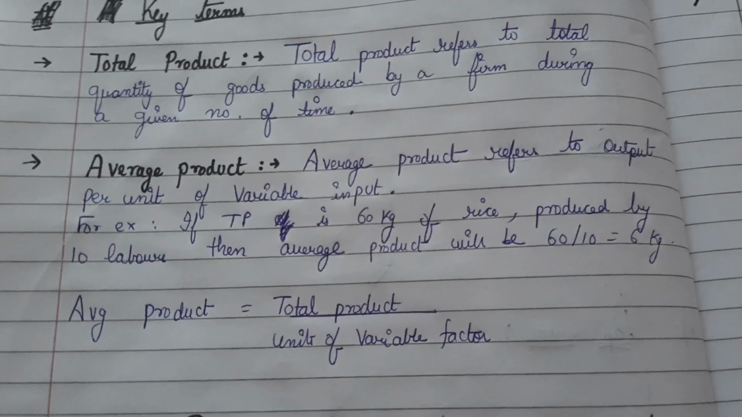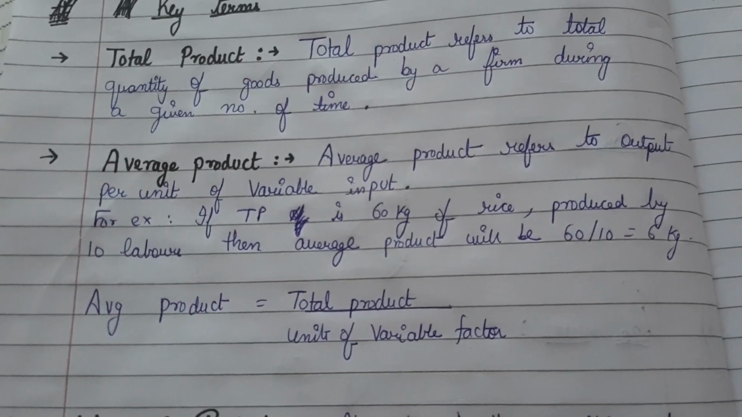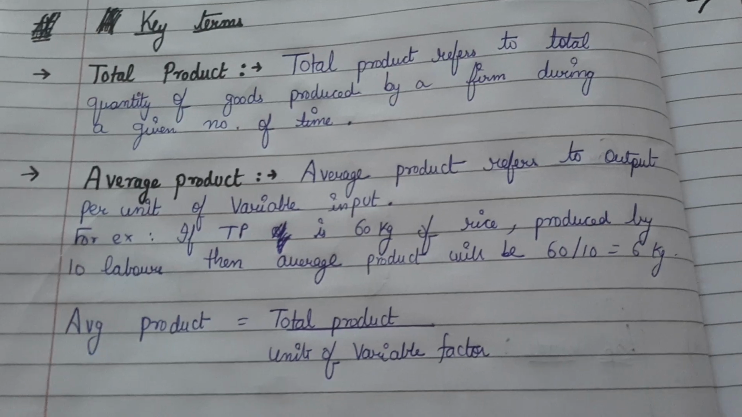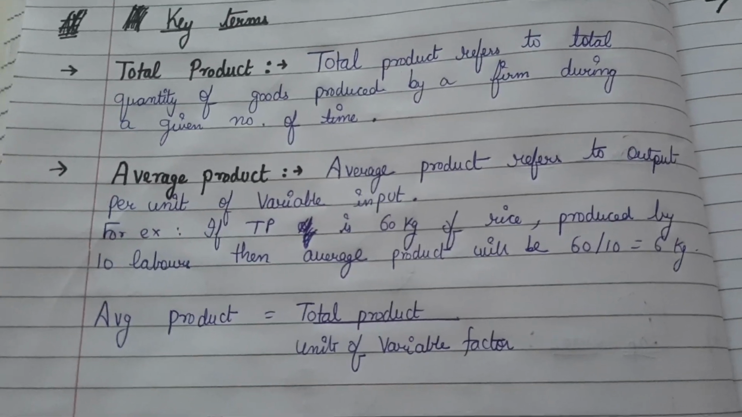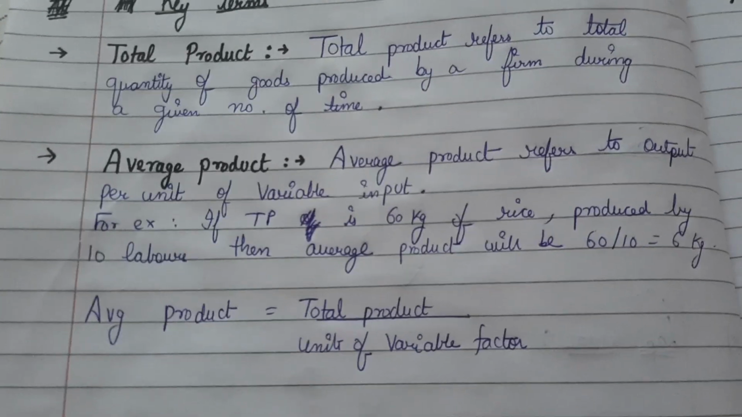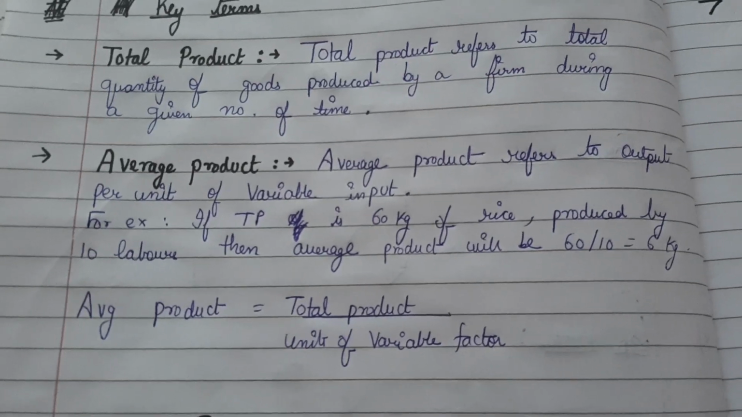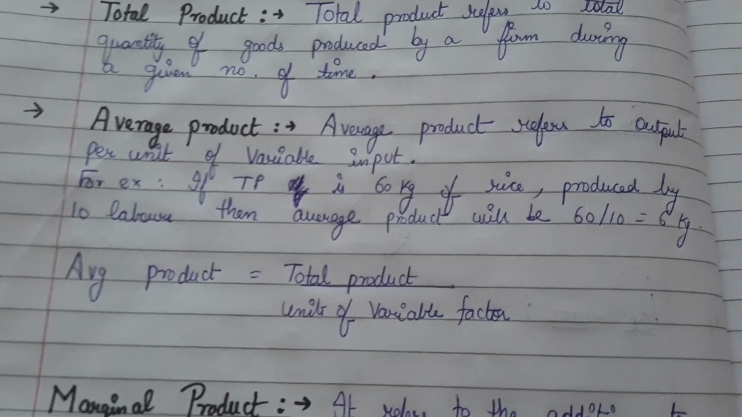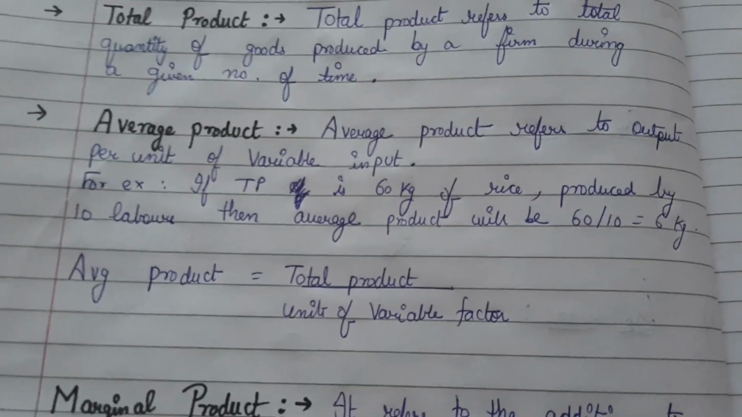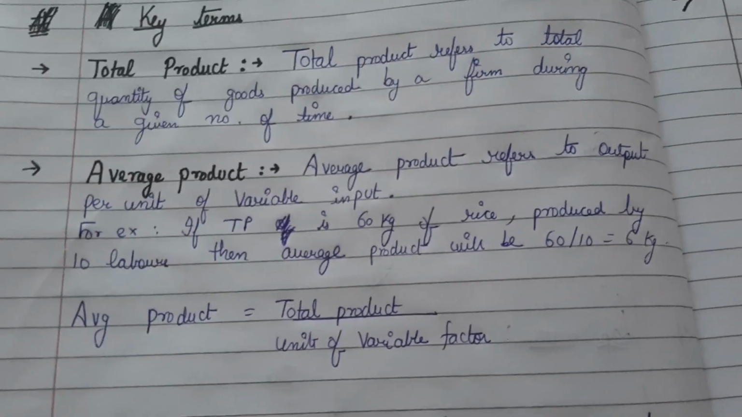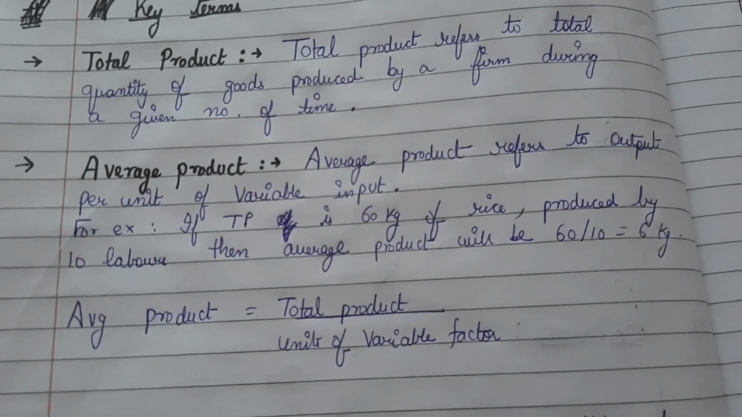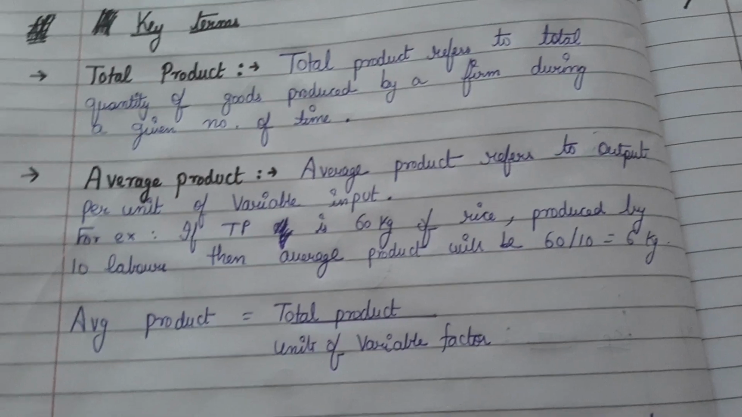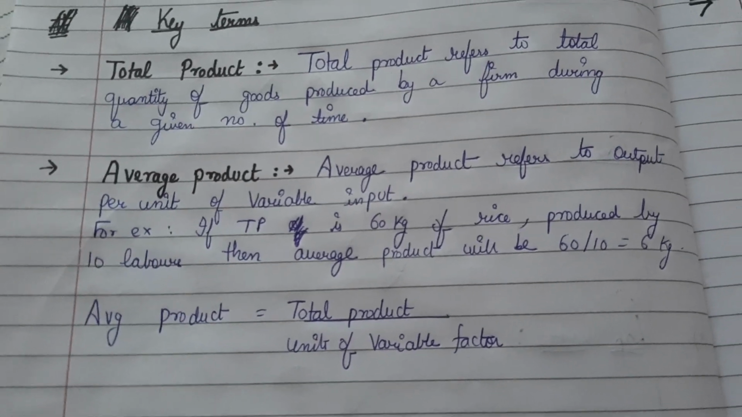Average product. Average product refers to output per unit of variable input. Let us understand this definition with an example. If total product is 60 kg of rice produced by 10 laborers, then average product will be 6 kgs. If there are 10 laborers producing 60 kgs, then through average product you can come to know how much each laborer is producing, that is 6 kgs in this case. So the average product can be mathematically expressed as the total product divided by units of variable factor.